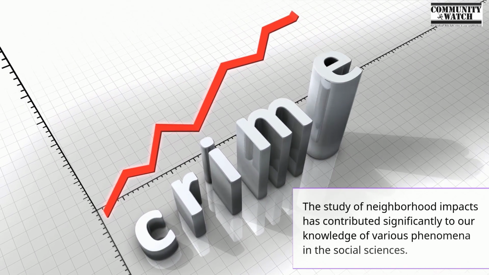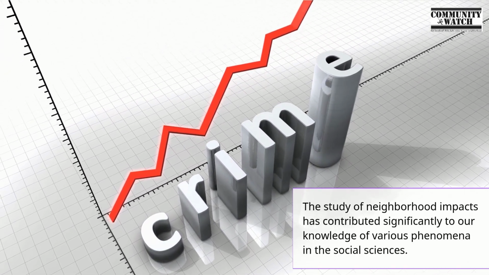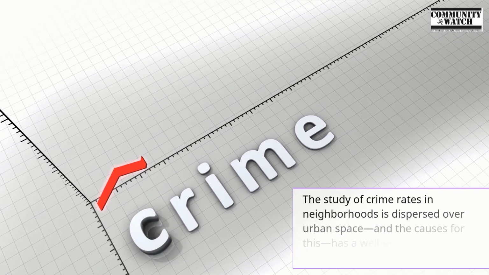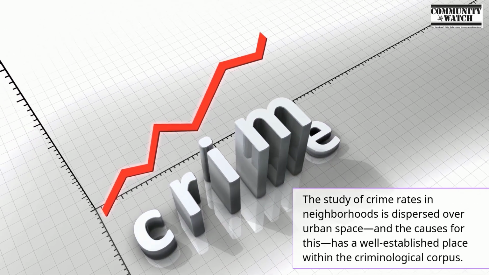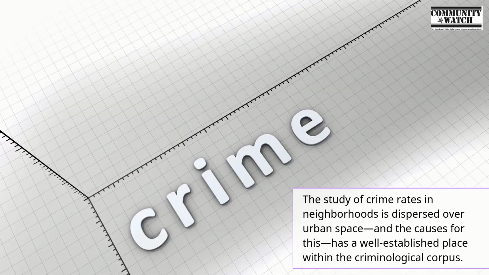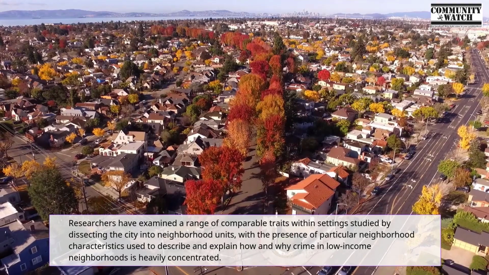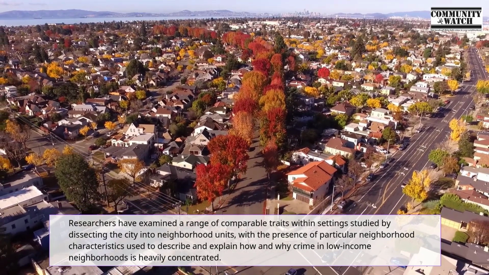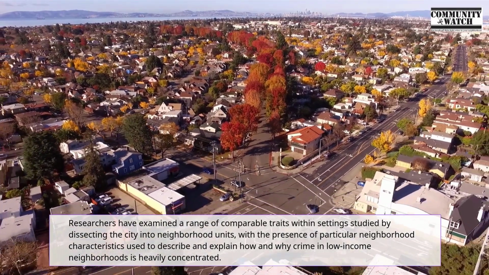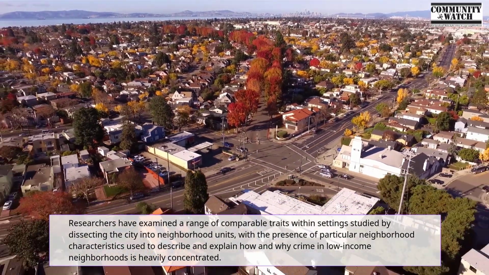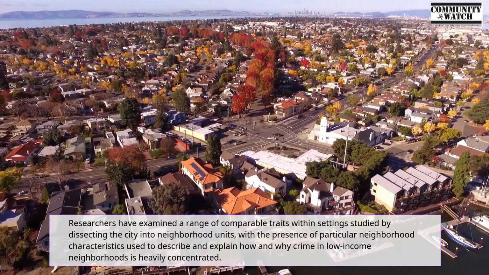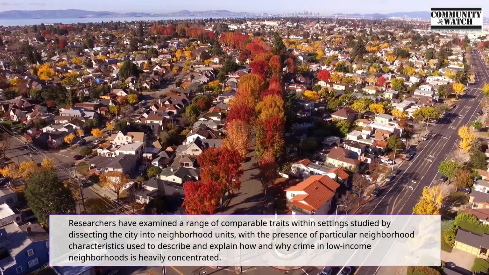The study of neighborhood impacts has contributed significantly to our knowledge of various phenomena in the social sciences. The study of how crime is dispersed over urban space, and the causes for this, has a well-established place within the criminological corpus. Researchers have examined a range of comparable traits within settings studied by dissecting the city into neighborhood units, with the presence of particular neighborhood characteristics used to describe and explain how and why crime in low-income neighborhoods is heavily concentrated.